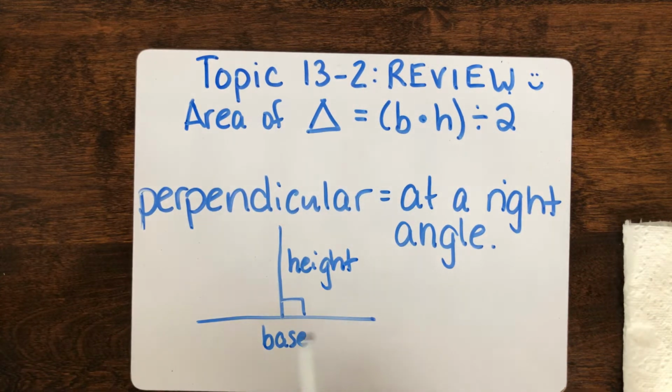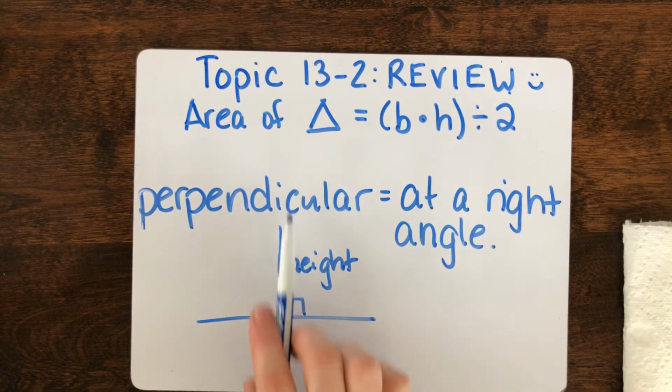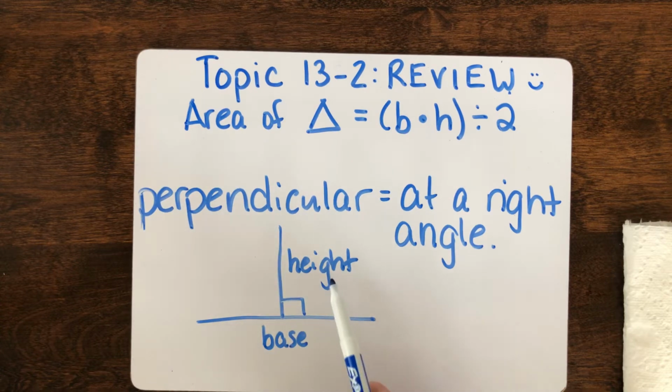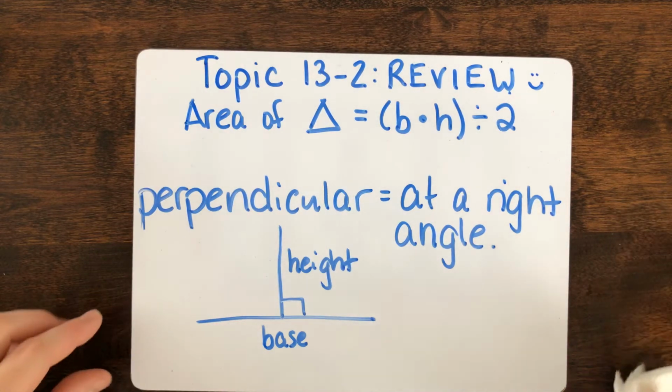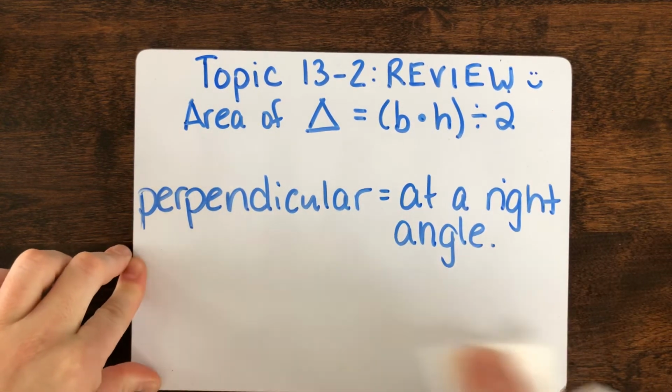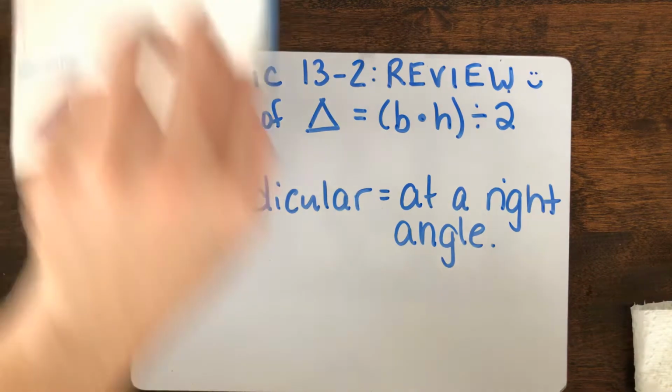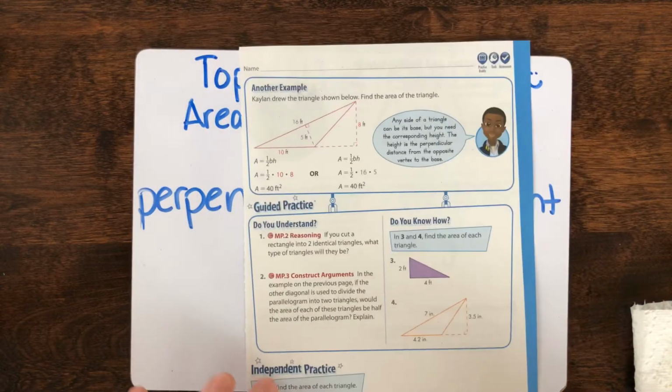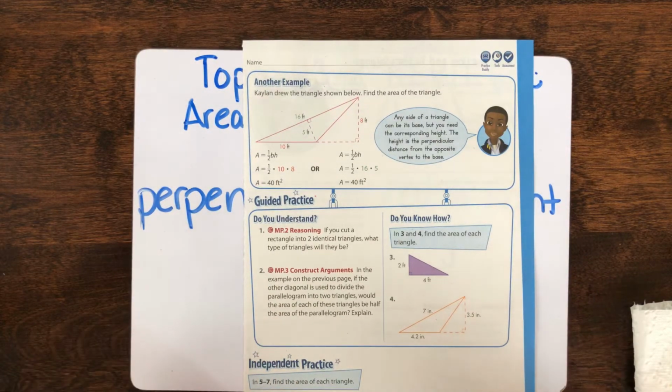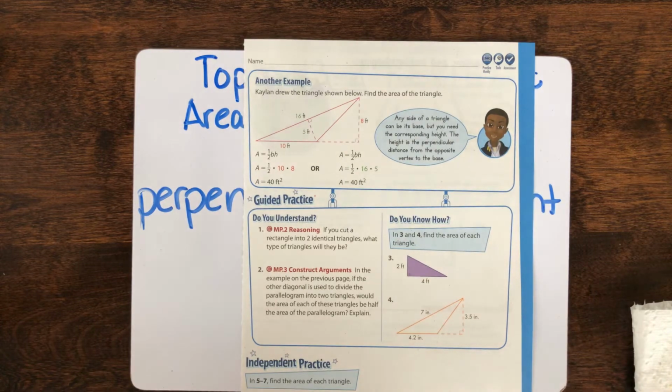So if you're given a base and then you see a line that's straight vertical from that base, you always know that's the height. All right, so that's a little key feature that might be helpful when you're trying to figure out what is the height of the triangle. All right, so I'm going to look at a little example with you guys. So I'm looking at your workbook right now, on page 677. So if you want to look in your workbook on page 677.